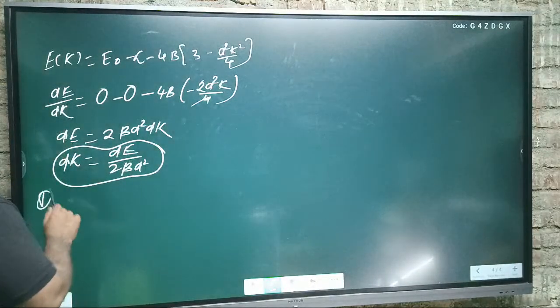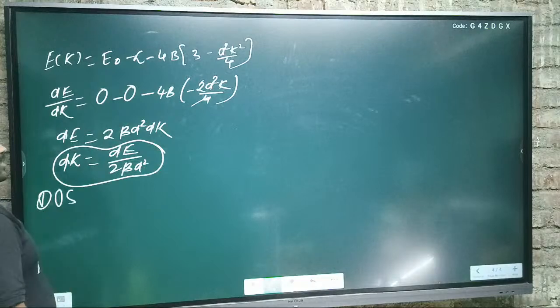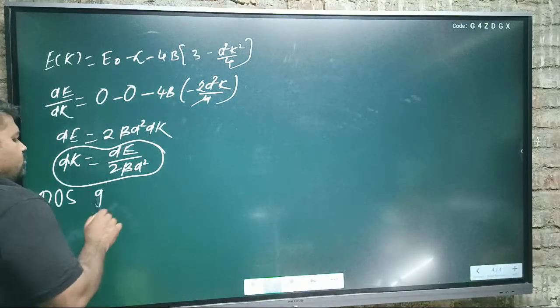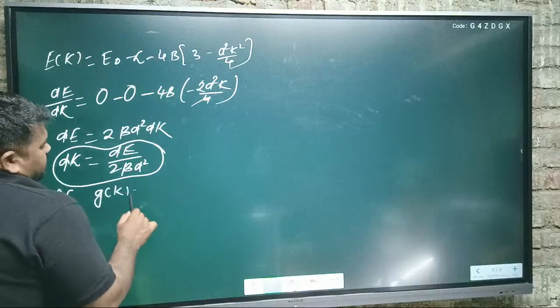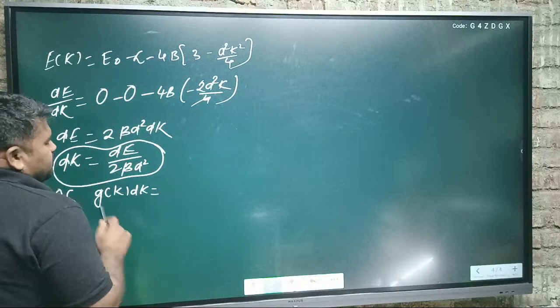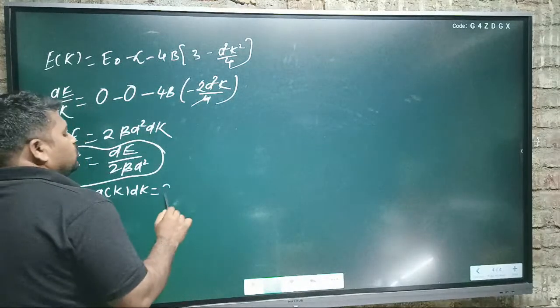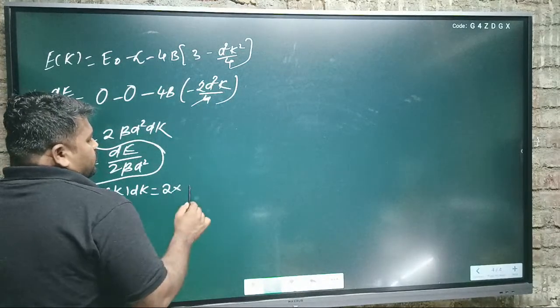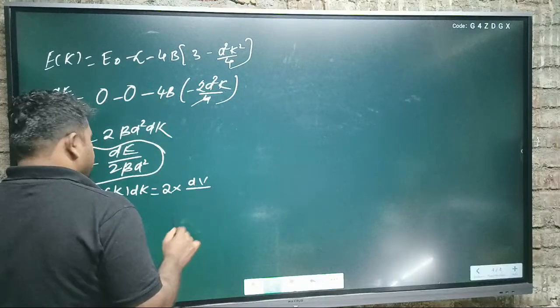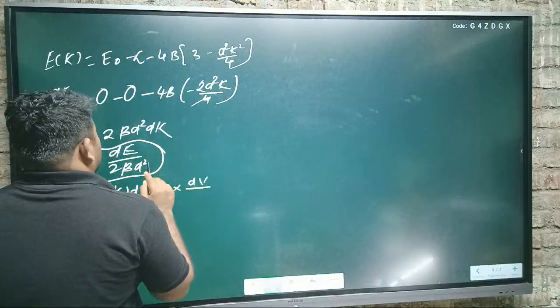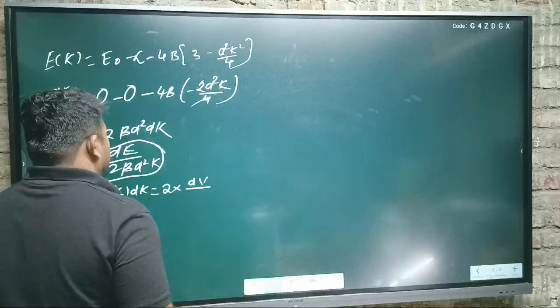Now we can find out the density of states, 1D, 2D, 3D. It is 3D. Then we can write g of k dk is equal to, for the electron system, taking the spin degeneracy, 2 into dV upon (L by pi) cube. Sir, one k remained, one k.